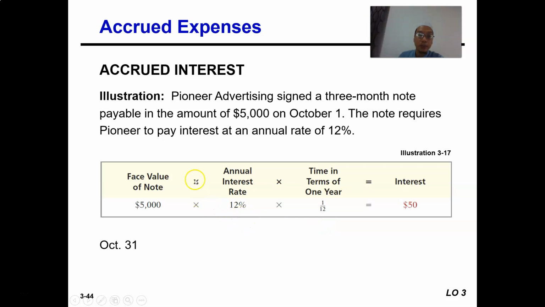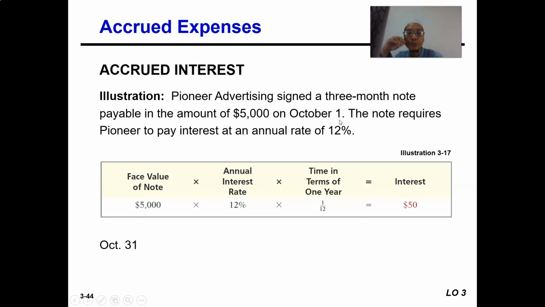So for example, Pioneer Advertising signed a 3-month note payable. A note payable is some sort of a loan, to receive money, to have some cash. Pioneer signed a loan, which is called a note payable, for 3 months. So Pioneer Advertising should be paying back the note payable within 3 months. The amount is 5,000. So Pioneer Advertising is borrowing 5,000 from October 1.